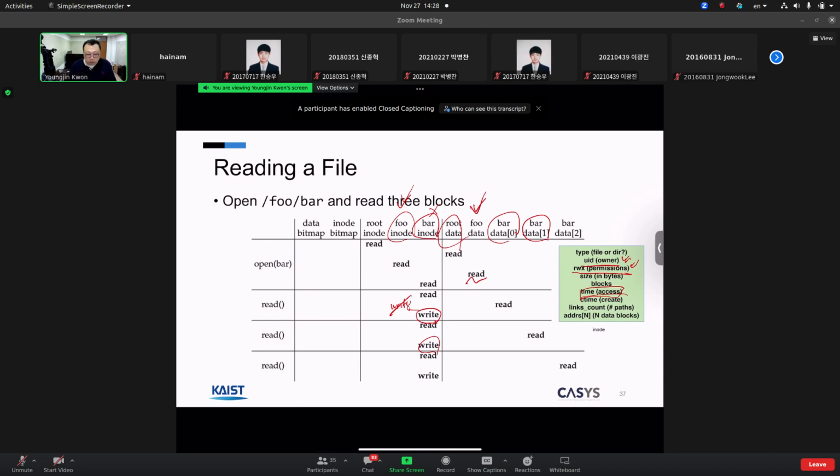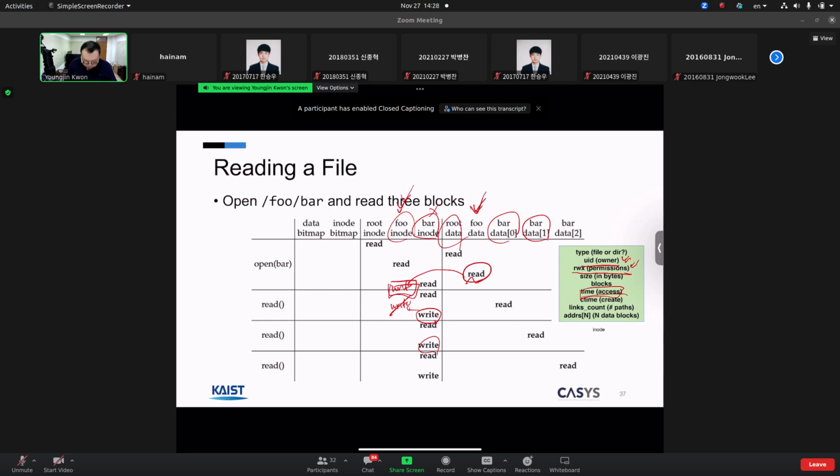Oh, you are talking about here, right? Because foo data is read, so the foo data access time, likewise there should be a write operation here, right? Is it your question? Oh, I see. Yeah, technically you're right. It seems like foo data is accessed for this one. So because the foo inode is also accessed, a write operation should be placed here.